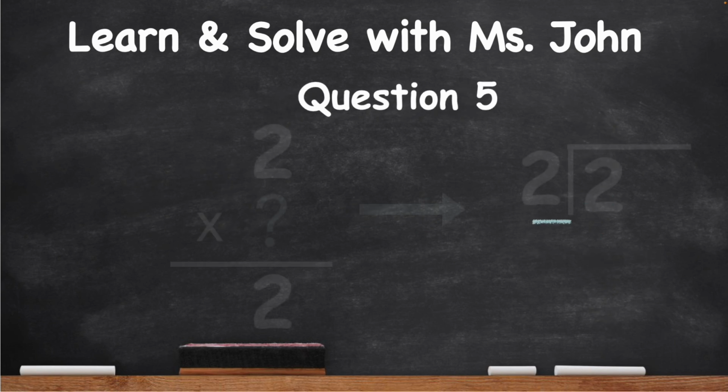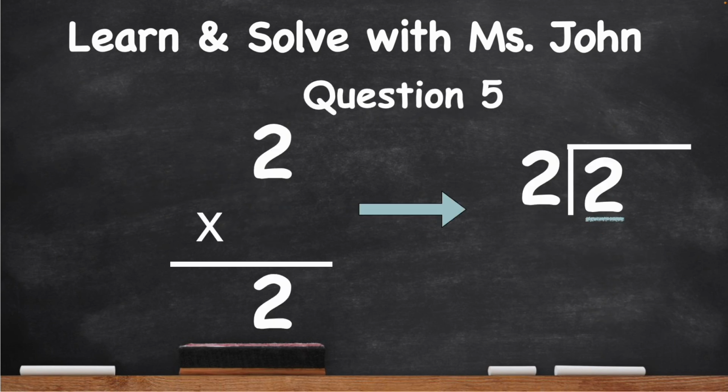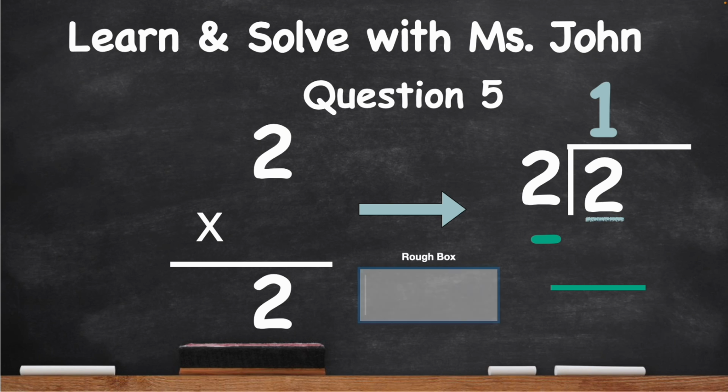So 2 times what gives you 2? The answer is 1. 2 times 1 gives you 2. Therefore, we'll write the number on top of the 2 in the division box. We'll continue to subtract the answer from the 2. So we're going to subtract first and then find the answer. Let's first draw a rough box. In this rough box, we'll write 2 times 1. 2 times 1 equals 2. We'll then write the 2 underneath the 2 in the division box, and we'll subtract these two numbers. 2 minus 2 equals 0.